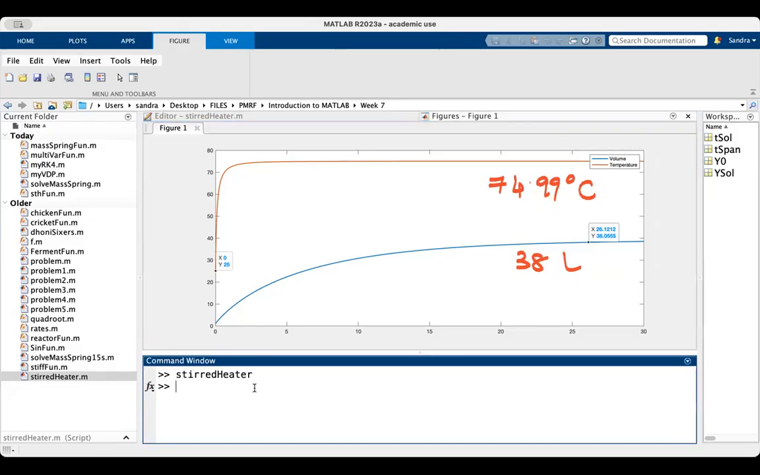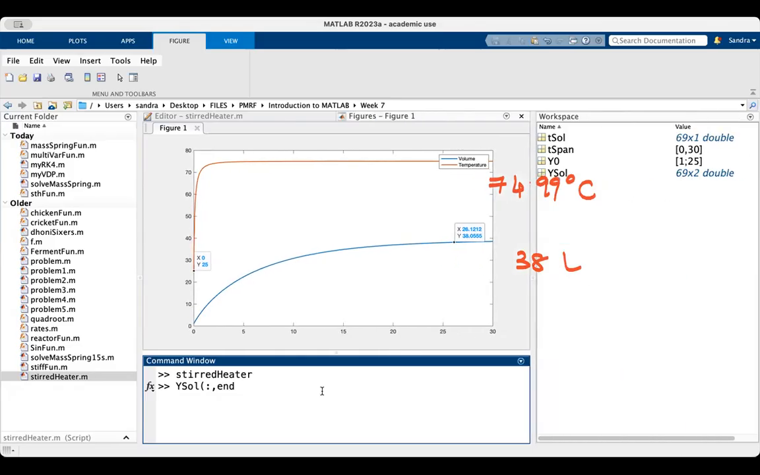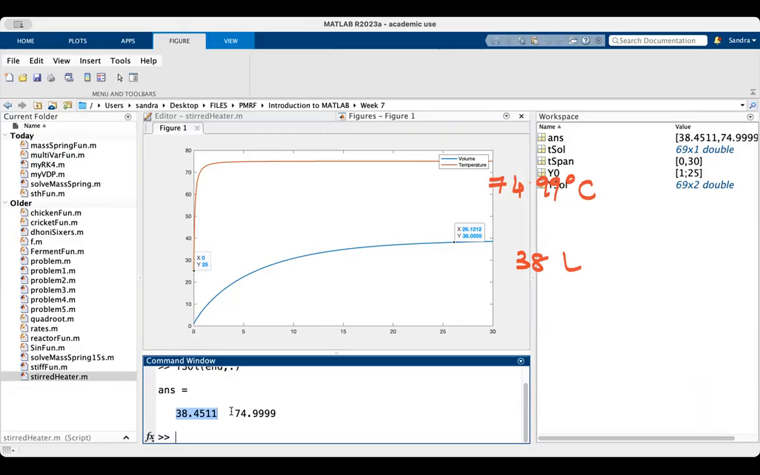If you want to know the last value, you can just take y solve and you can just print all the rows but the last column. Let me just look at the shape. So it is rows and columns. So it is end, last row, all columns. Yeah, that is 34.41511 is the volume. That is the volume, and 74.999 is the temperature at the last, the 30th minute.